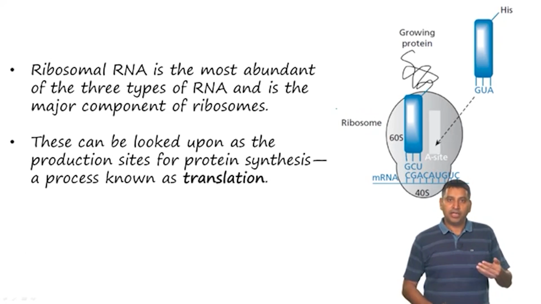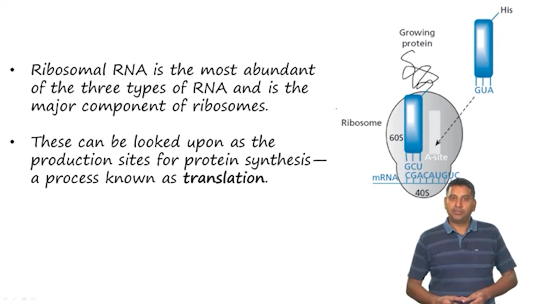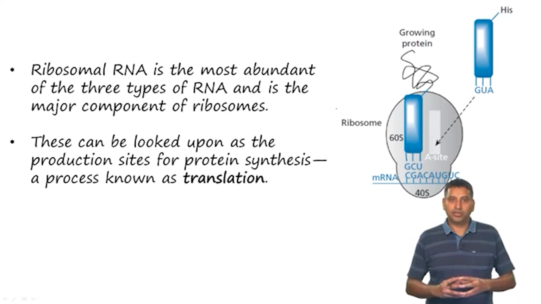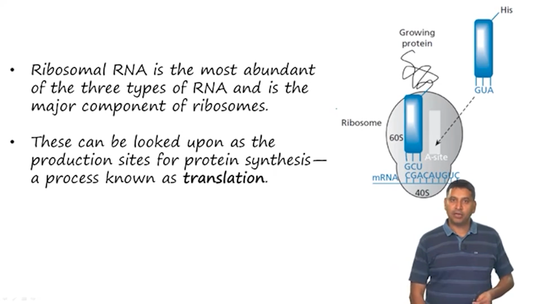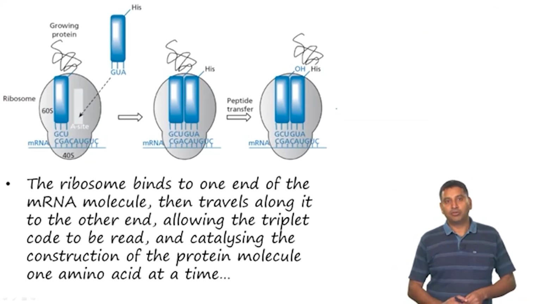Ribosomal RNA is the most abundant of all of the three types of RNA and is a major component of ribosomes. These can be looked upon as production sites for protein synthesis, a process which is known as translation. Now, let us look at how this process of translation occurs.